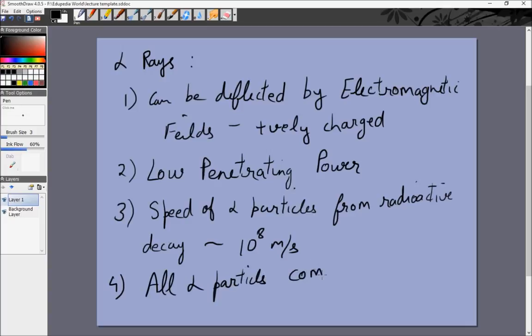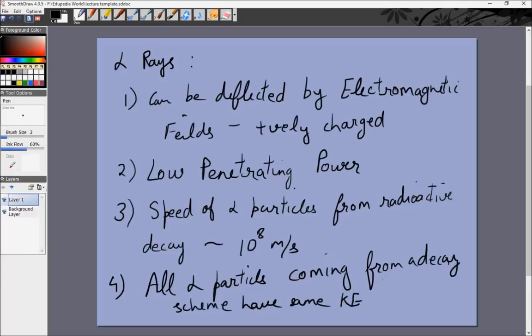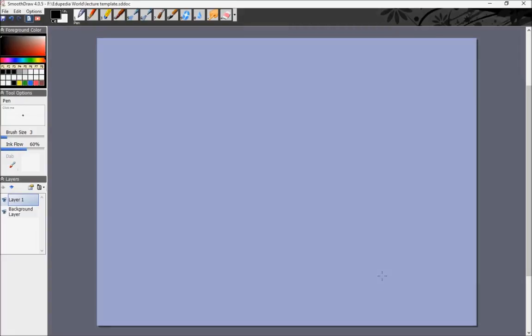coming from a decay scheme have approximately the same kinetic energy, because the daughter nucleus does not share an appreciable amount of kinetic energy. Right? So this is alpha decay. Let's move on to the next one, which is beta decay.